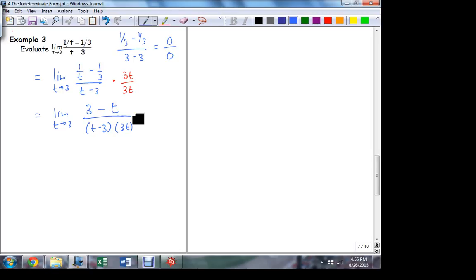So that's the trick for compound fractions. You simplify them by using the least common denominator as a multiplier on both parts. I'm multiplying both parts by the same thing, so I'm not changing the value of the fraction, but I am eliminating the compound form.